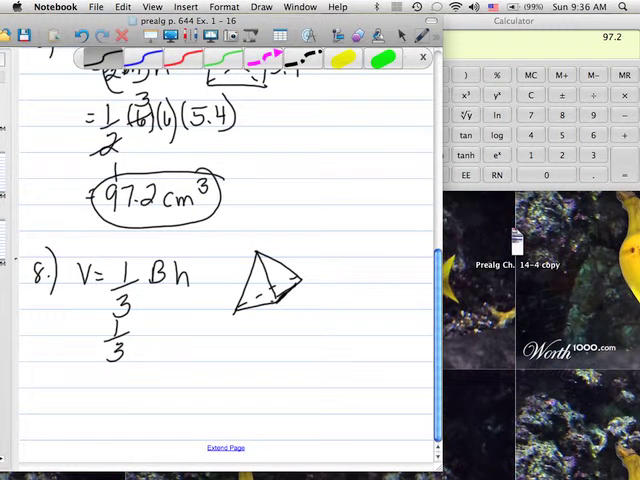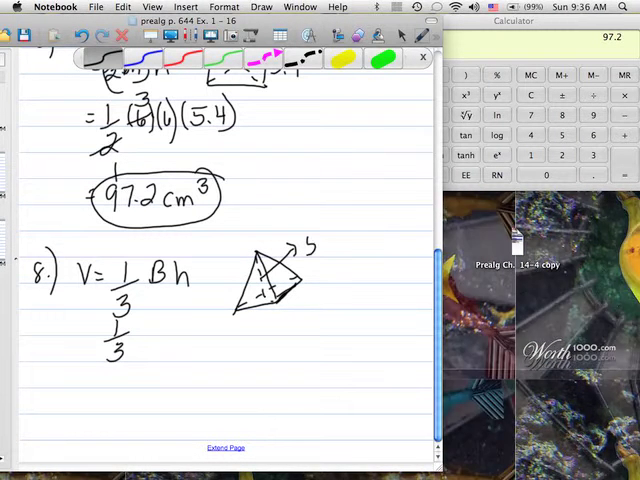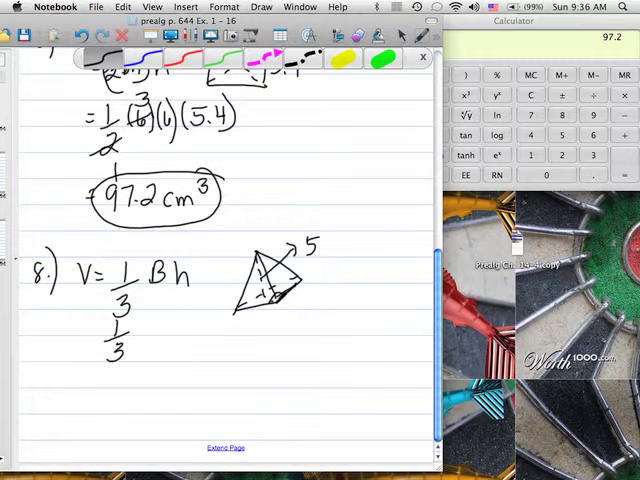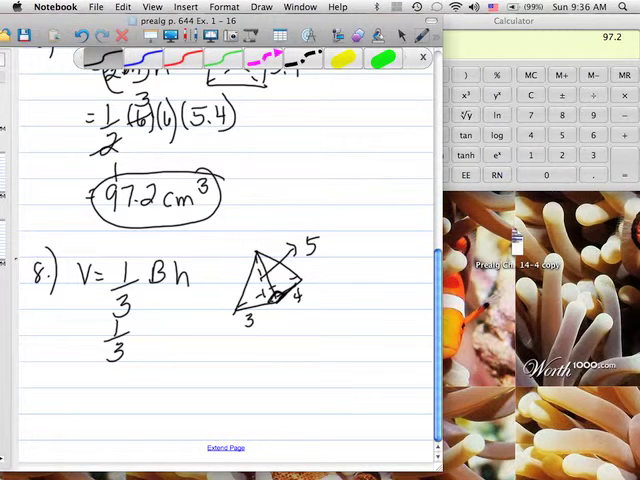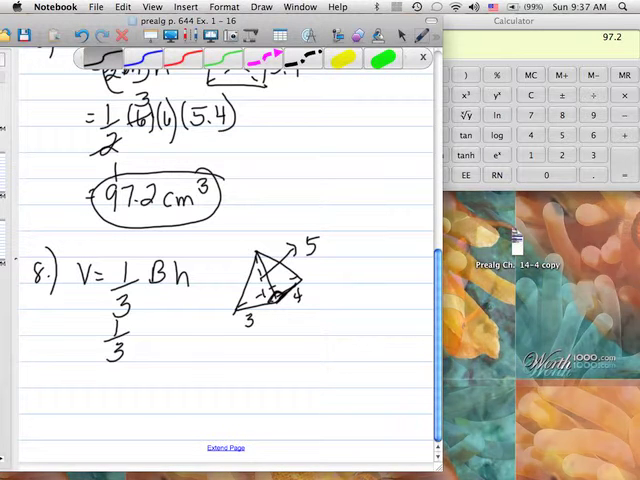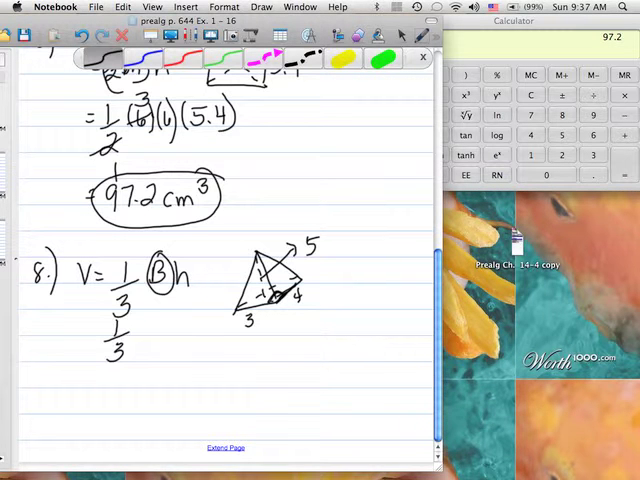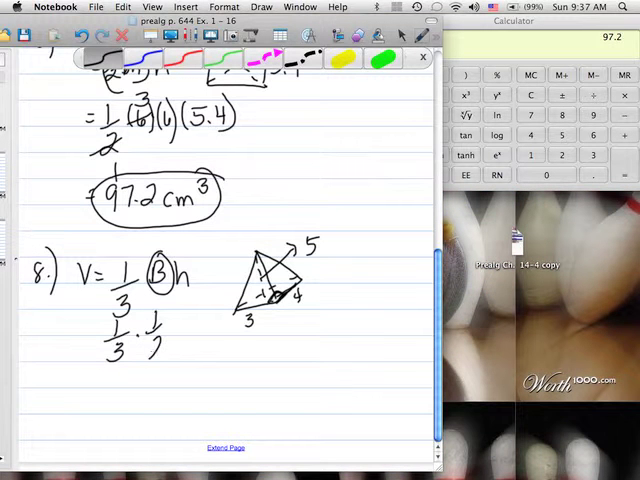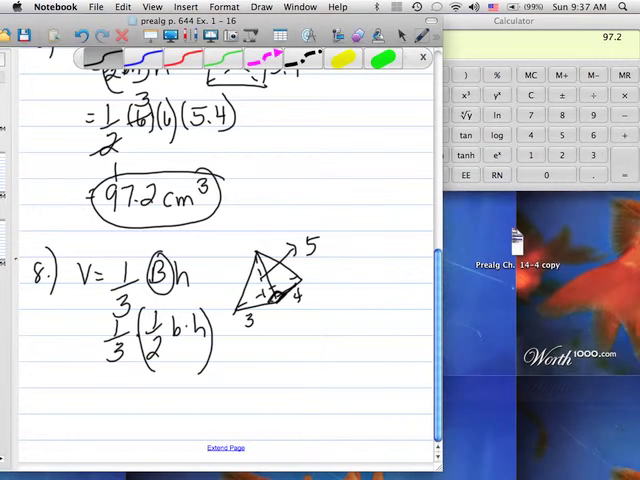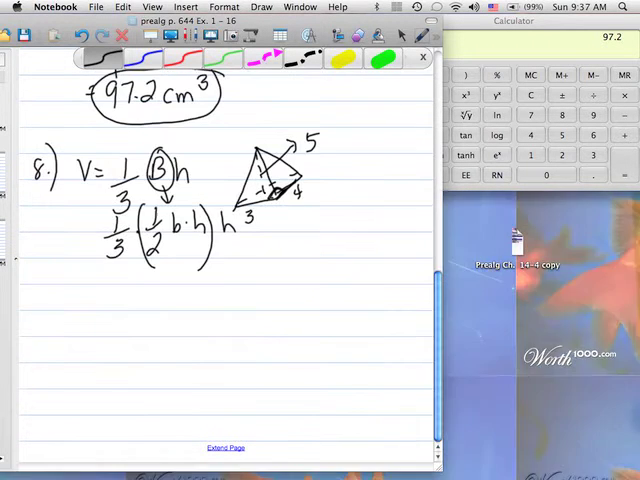And the height of the pyramid is inside, and they have it as 5. And then they have that right angle right here. So these two sides make the right angle, so those are the base and the height of the triangle. So we got to replace this with the formula for the base figure, which is 1/2 base times height. We have to substitute this formula in times the height of the pyramid.